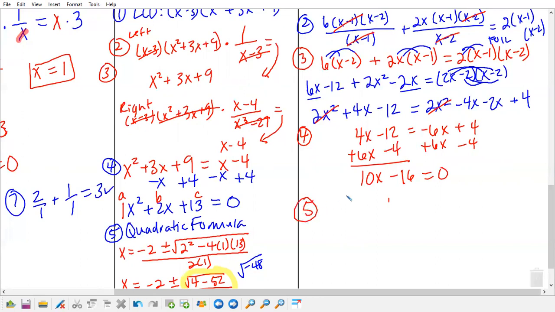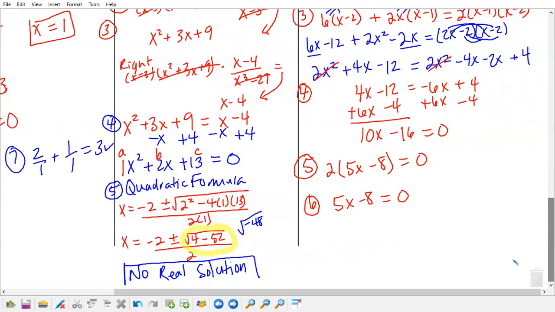All right, step 5 is to factor. So this is just GCF. So that gives us 10x minus 16, where the GCF is 2. Leaves us with 5x minus 8 equals 0. Step 6 is to take the factors and set them equal to 0. So we end up with 5x equals 8. So x equals 8 divided by 5.